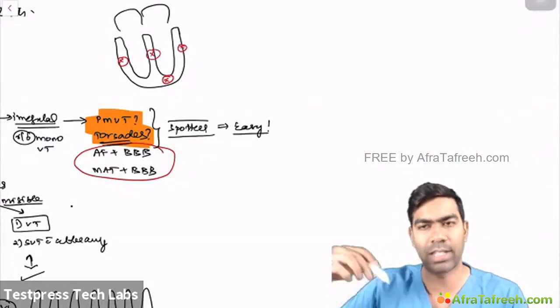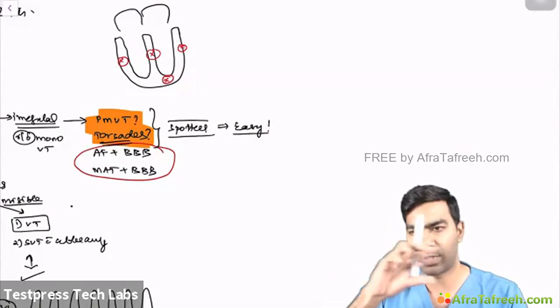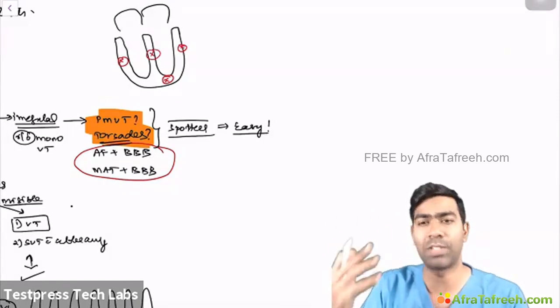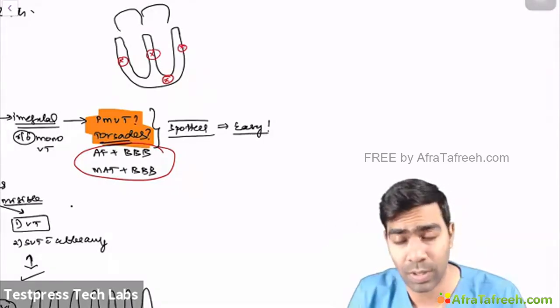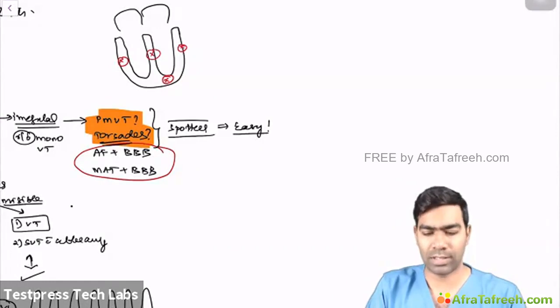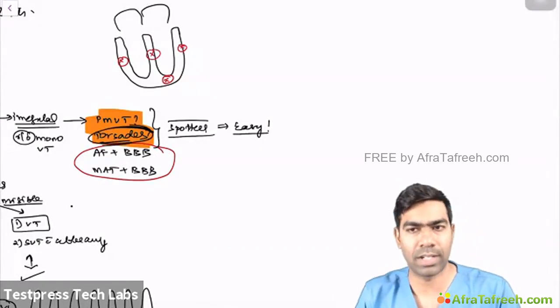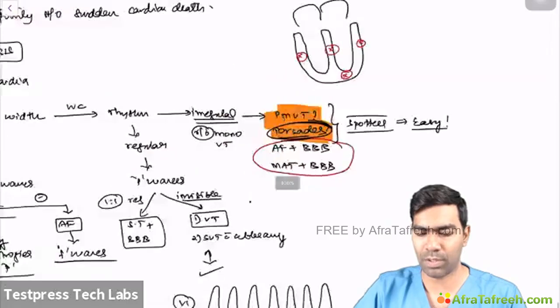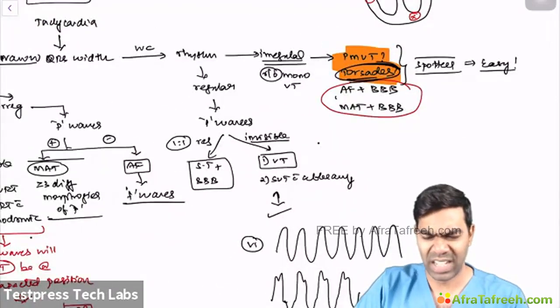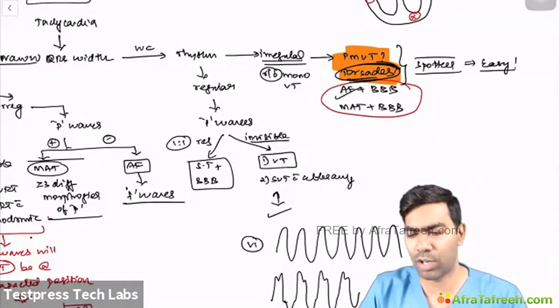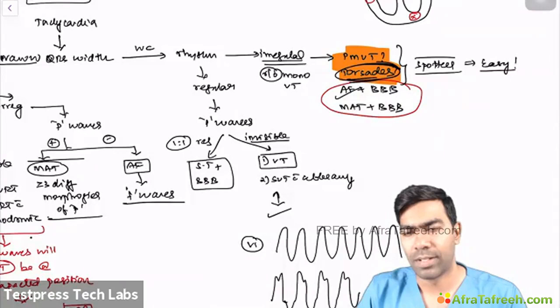The slow change in the axis: one group of complexes will have one axis, and slowly they will change to another. There won't be any abrupt change in the axis. That is what we refer to as torsades de pointes. Nevertheless, torsades de pointes is also a type of polymorphic VT only, but it happens in the setting of long QT syndrome. That's all. That much if you know, that's more than enough. And AF with bundle branch block or not, it's very easy to find out, so that cannot be confused with your polymorphic VT at any cost.